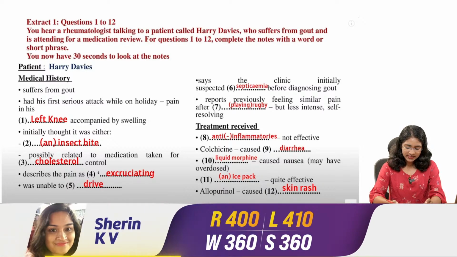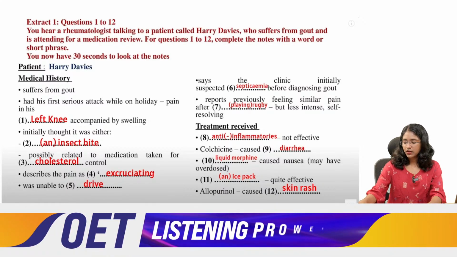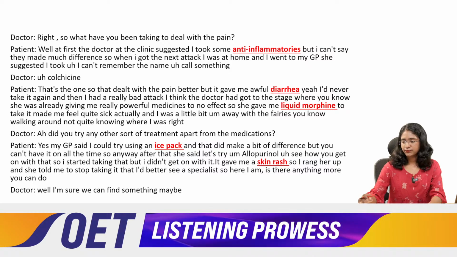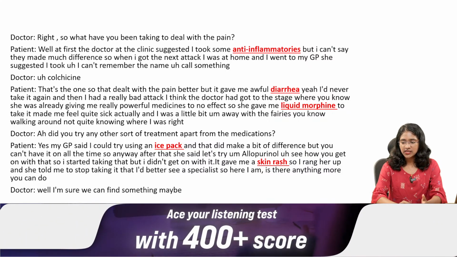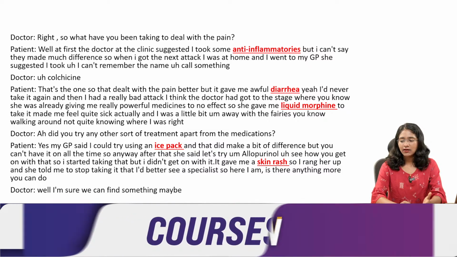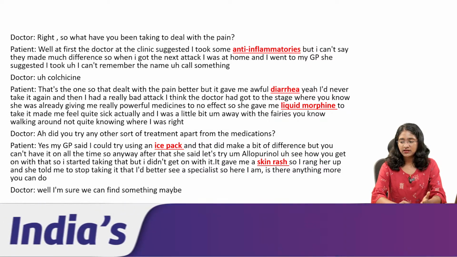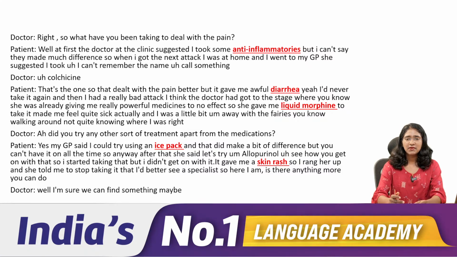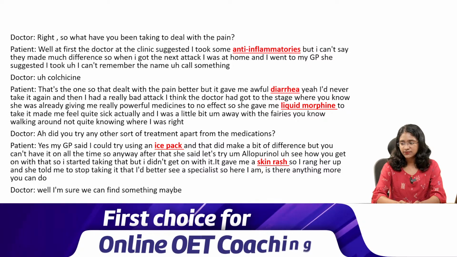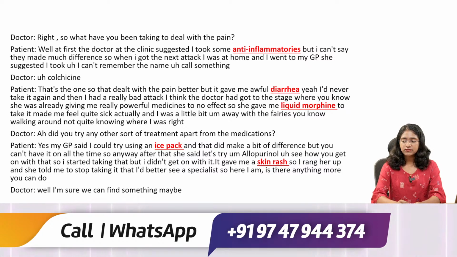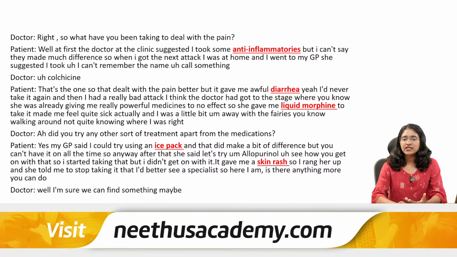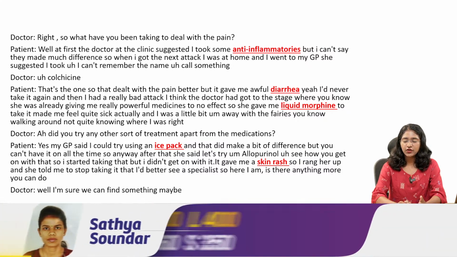Okay, so some questions might have been a bit confusing. For example, I'll show you. Some questions are direct answers, like the last question, it gave me skin rash. That part is very easy, and I could try using an ice pack. It did make a bit of difference. That means very effective. Anybody can understand it. Then she gave me liquid morphine. It made me feel quite sick, actually. So that part here, the question says nausea. So we may not think they're referring to that. So that could have gone wrong for some of you because of that.